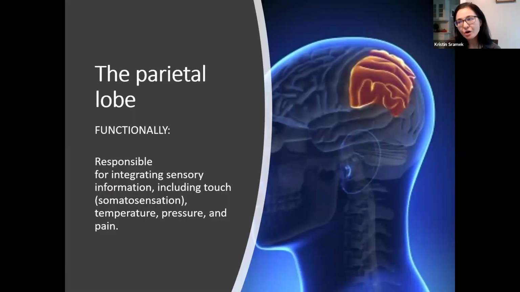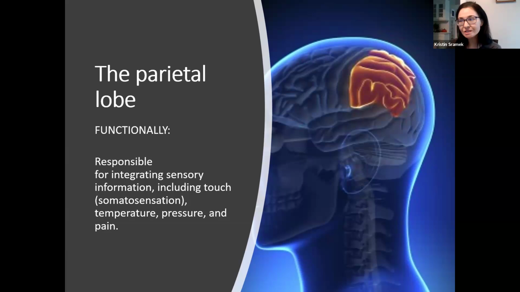So the parietal lobe, let's talk about that for a little while. It's responsible for the integration of sensory information. So this includes your sense of touch, somatosensation. That's why it's called the somatosensory cortex. So things like temperature, pressure, and pain, all that's being integrated right there.